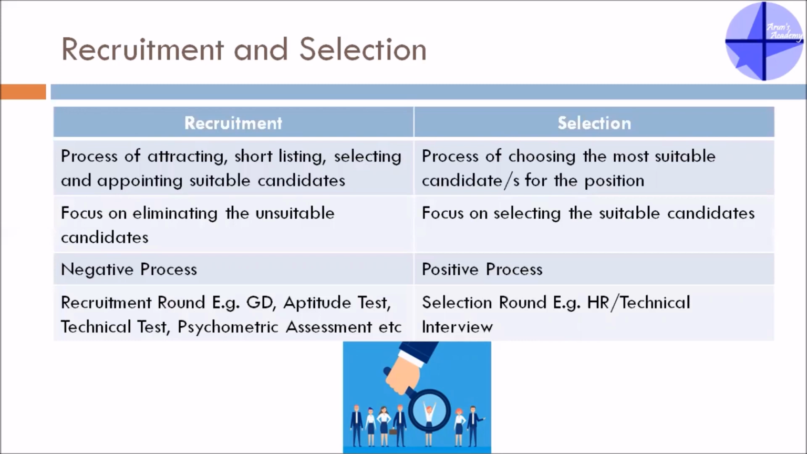In these rounds, the percentage of candidates eliminated is more than those shortlisted for the next round of the recruitment process. Whereas selection is a process of choosing the most suitable candidate for the position, and here the focus is on selecting the suitable candidates from a pool of shortlisted people. Thus, selection is a positive process as compared to recruitment. Examples of selection rounds are HR interview, technical interview, etc.